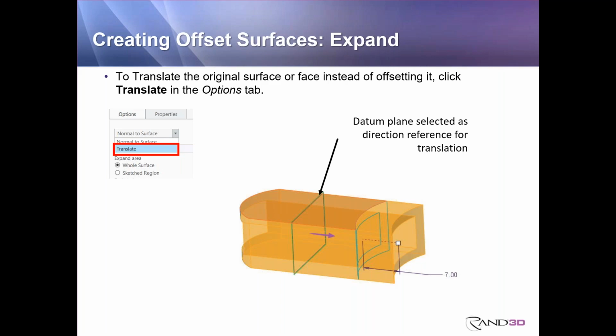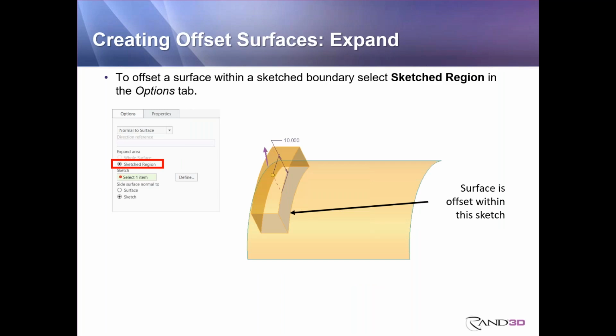When you do the translate, the computer is going to ask for a reference. It's going to ask, what do you want to translate along? You can either pick a linear edge and it'll translate parallel to it, or you can pick a plane and it'll translate normal to the plane that you pick. So this is what it would look like if I switch it from a normal to surface offset into this translate option. Again, that's all part of the expand.